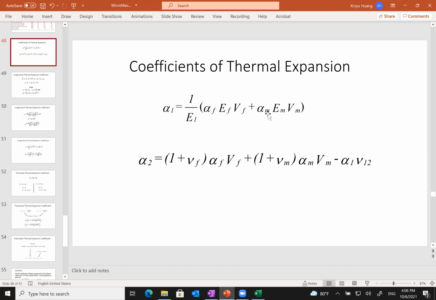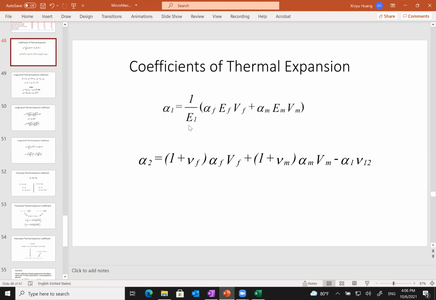And then alpha m is the thermal expansion coefficient for the matrix. Typically polymer expands a lot more than fibers and metals. This is a huge number right here. But its volume fraction is low and its modulus is low. And this fiber is a weird number, but its volume fraction is high and modulus is high. So this all balances out based on the rule of mixtures.